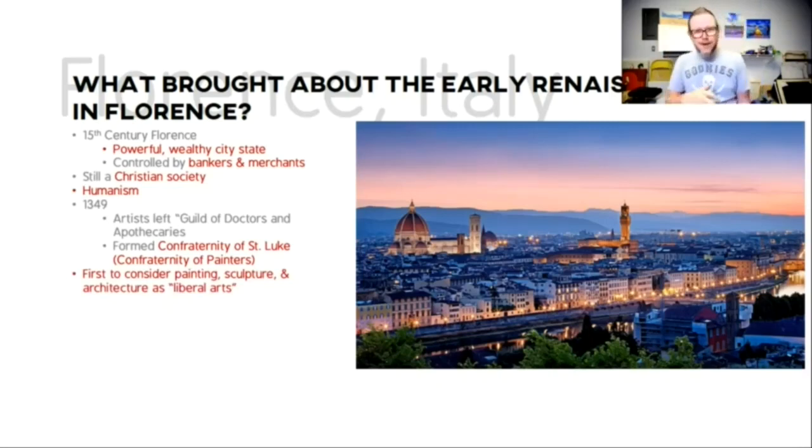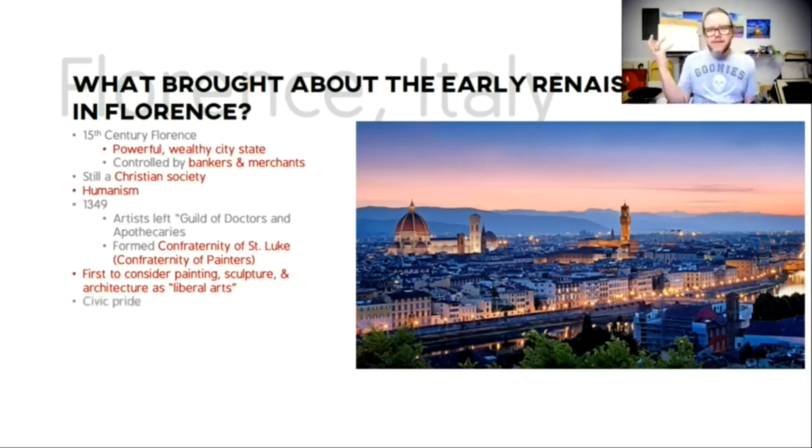So any of you who may be art majors, or at least majors dealing in the arts of some sort, whether you be an acting major, whether you be a major in one of our music programs, right? The fact that you study that at university, you can draw a direct line back to the fact that Florence was the first city-state in Europe to consider art, painting, sculpture, and architecture to be liberal arts, ones that you would go to university to learn.